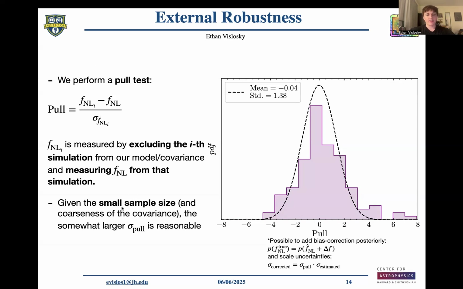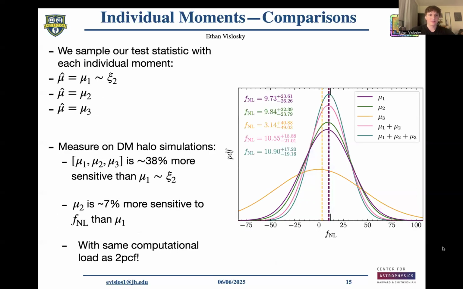Given that this is a small sample size, only 125, especially considering our vector has 54 bins in total, 18 for each of the moments, the somewhat higher standard deviation is reasonable. We also show in a later slide in the appendix that there are some ways to correct for this, at least comparatively. So overall, this is reasonable. We get about no bias in the mean and just a slight underestimation of uncertainties.